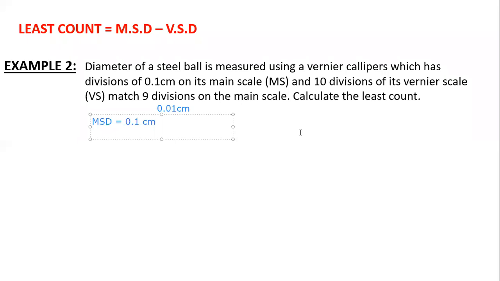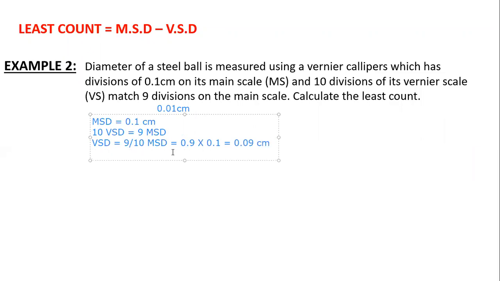Yeah, Sudhanshu. Yes, after that we'll write 10 VSD is equal to 9 MSD. Okay, then? So 1 VSD is equal to 9 by 10 MSD. Then? So it will be 0.9 into 0.1, right? So that will be how much? 0.09. Okay, 0.09.